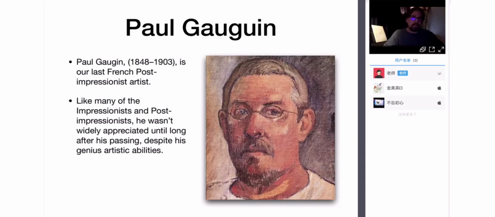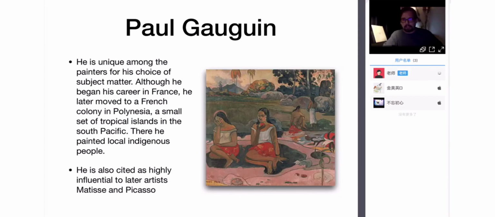And the last one is Gauguin. This is the last one. Paul Gauguin is our last French post-impressionist artist. Also not very widely appreciated until after his passing. Gauguin is unique among this group of painters in his choice of subject matter. All of these painters are unique, and this one is unique for his choice of subject matter.